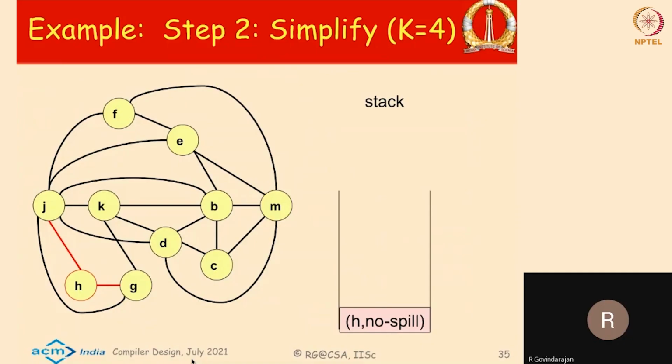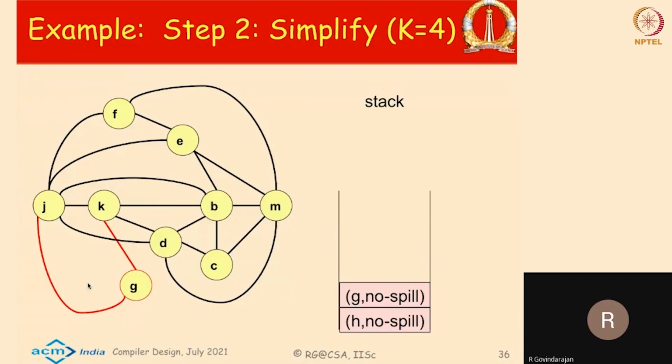So in the simplify step, we will keep removing nodes one after another, which has fewer than 4 edges. For example, here K has only 2 edges. Sorry, not K. H has only 2 edges. Therefore, I can remove H and put it into the stack, saying that H does not require a spill. Then in the next step, G has only 2 edges. Originally, remember, G has 3 edges, but now after removing H, G has only 2 edges. G also can now be removed, saying that there is no spill.